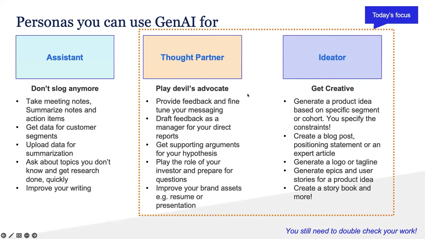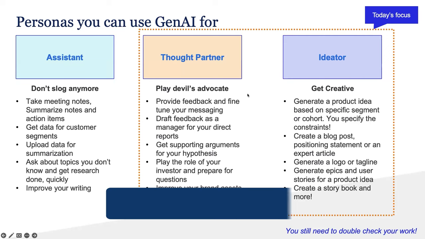Okay, in my previous webinar, you might remember seeing this slide, the personas that you can use Gen AI for. You can use Gen AI as an assistant. These are things like taking meeting notes, summarizing notes, getting action items, uploading data for text summarization, asking about topics that you don't know about. For example, summarize the amendments for me. Or generally speaking, you can pass it a passage of your writing, and you can say, hey, clean up my writing or help me improve my writing from a business persona, for example.